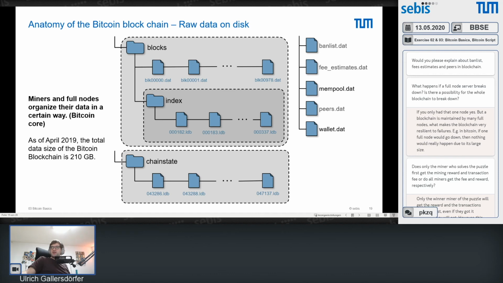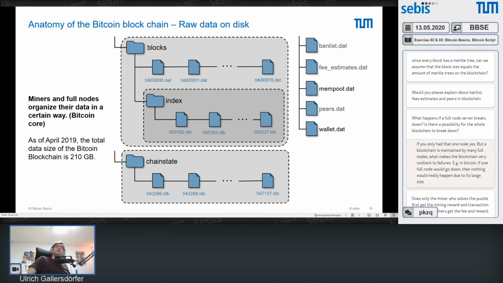Let's check this question. Someone has a little bit of trouble understanding. Since every block has a Merkle tree, can we assume that the block size equals the amount of Merkle trees on the blockchain? So the Merkle trees themselves contain the transactions. If we would argue about that, all transactions in the Bitcoin blockchain roughly make up the overall blockchain. Yeah, so transaction volume, or the transactions, is the core of Bitcoin. So that's what's stored in there. But obviously a lot of integrity information and a lot of mining puzzle information is stored there too. So it's not totally correct what he's saying.